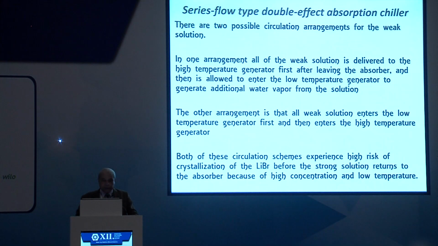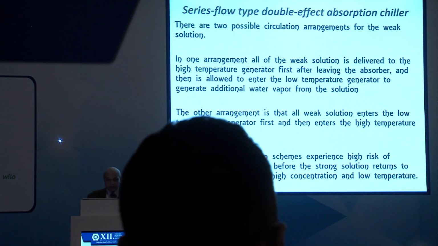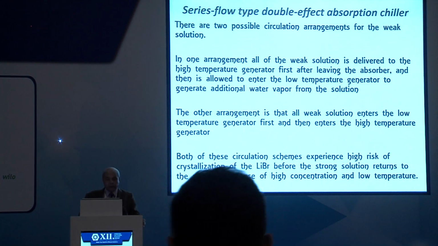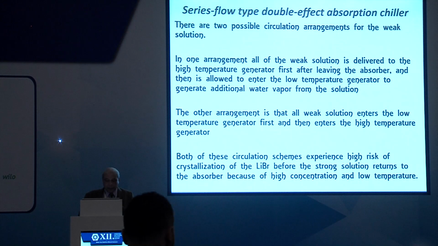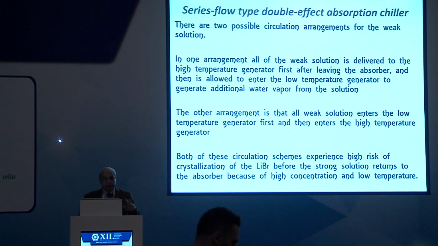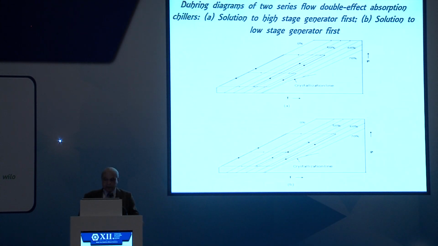So this is the double effect. Now there is another type called the series flow type, the series flow double effect absorption chiller. In the series flow double effect absorption chiller, you have two possibilities. Let me just show you what it looks like first. The top one shows the solution to the high stage generator going first, and then the second case shows the solution to the low stage generator going first.